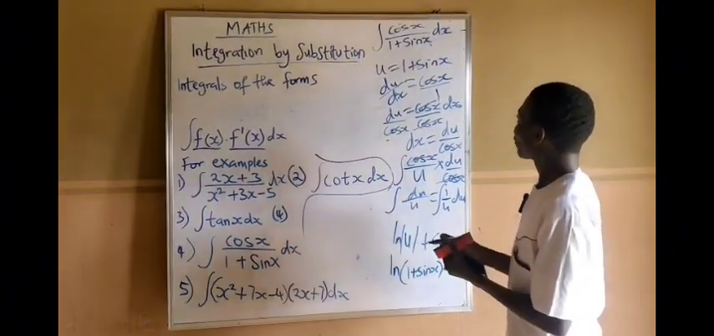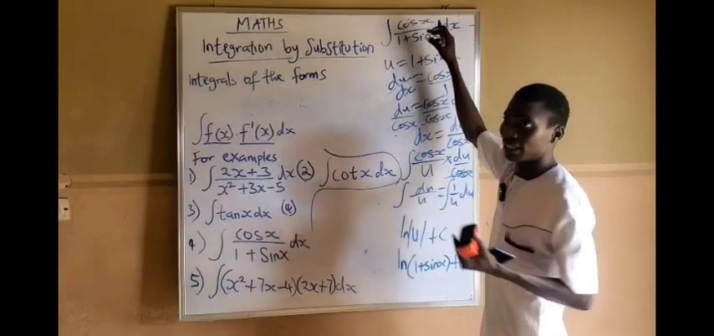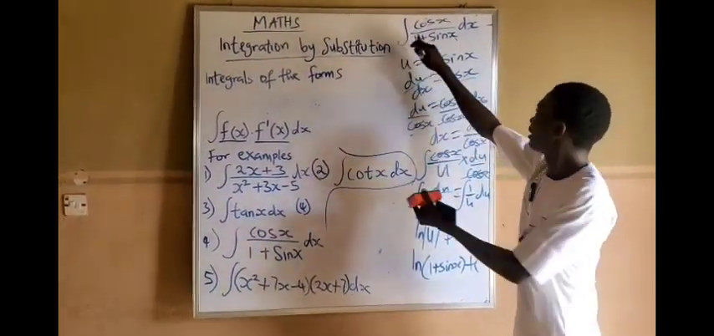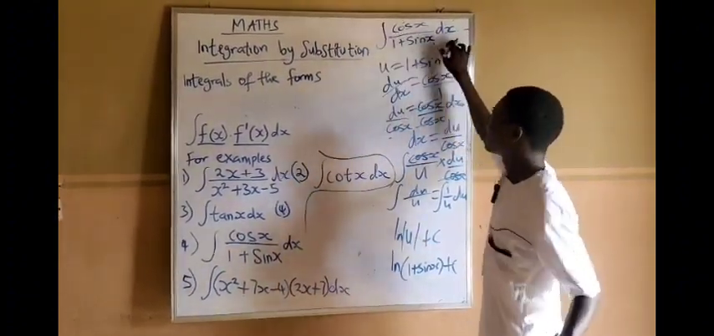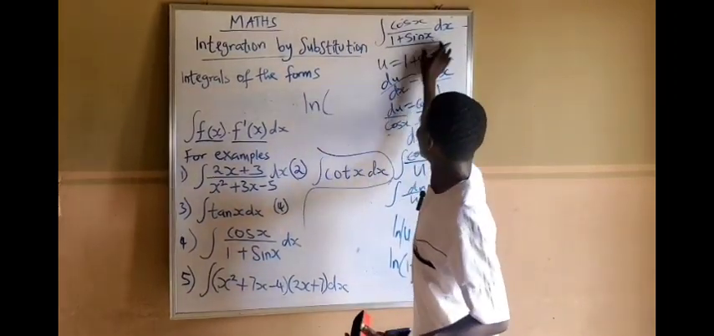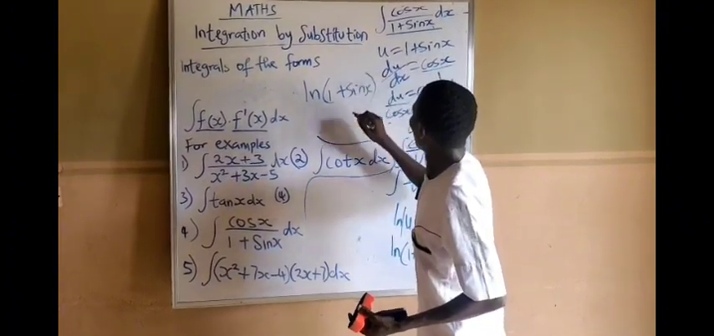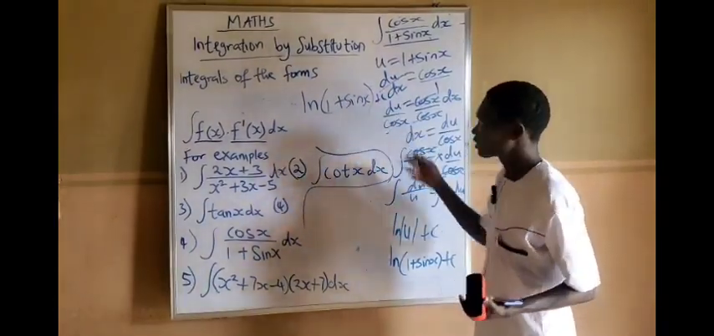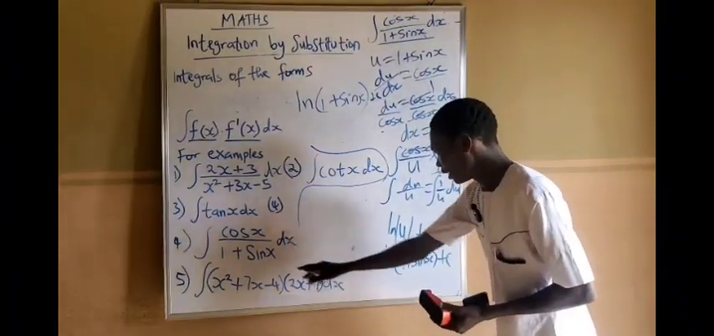So in a short way, for those of you doing objective, let's say you are given this kind of question in objective, once you are able to determine that you use substitution method, just take the ln of the denominator. Don't waste your time. The denominator is 1 plus sine x, so the ln will be ln of 1 plus sine x. Just include your constant because you are dealing with integration. So that is just it. That's the final answer. Can't you see that it's still the same thing?